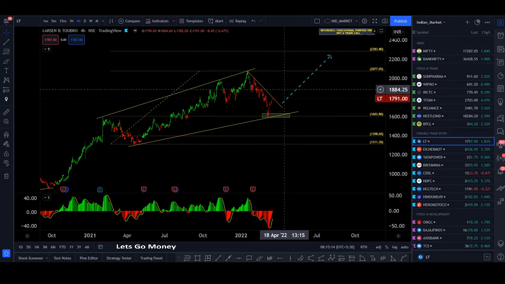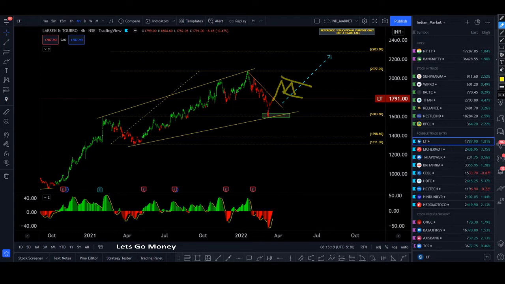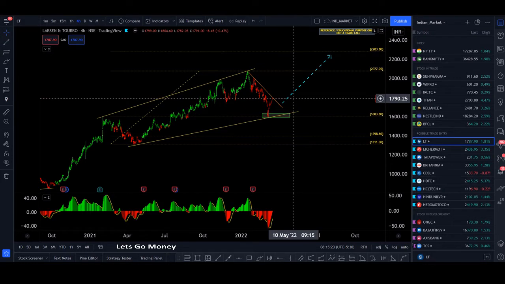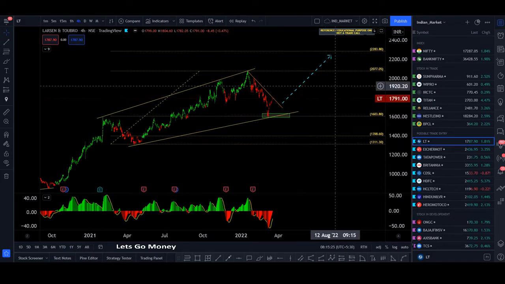So for sure it is possible it can even run along, and then it can correct before it starts. So we never know where it can turn, but we have to wait and see where we can get an entry point.